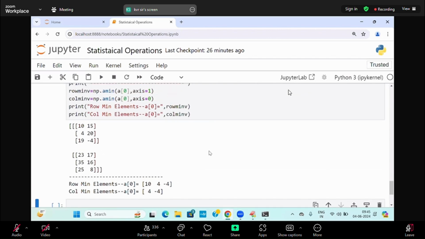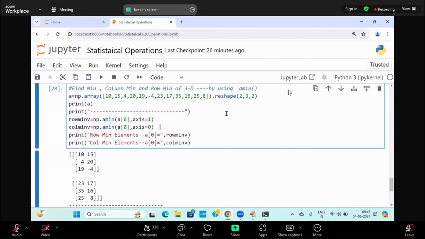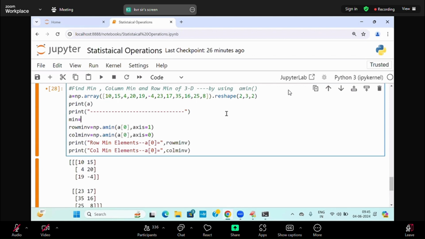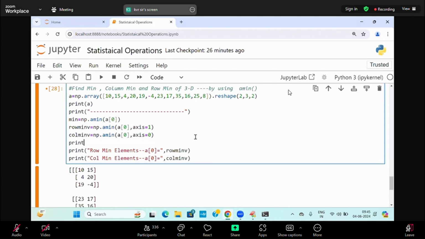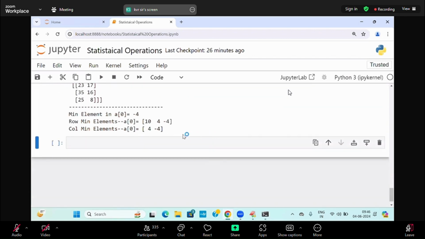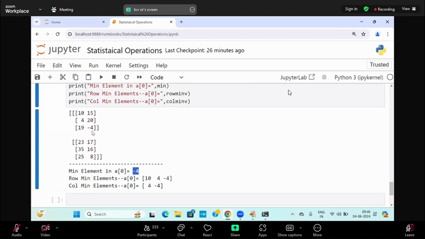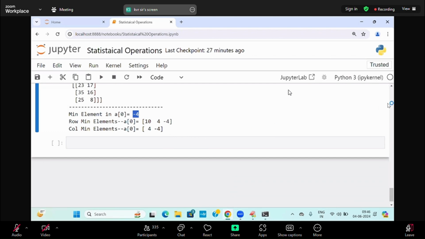Are you following that? And the min also, if you want to get it, you can get it. Min is equal to what? np.min of A of 0. This is straightforward, nothing special about it. My intention is the min element. Min element in where? A of 0. This is the one I got. What is the min element in the first matrix? -4. This is straightforward in the first matrix.